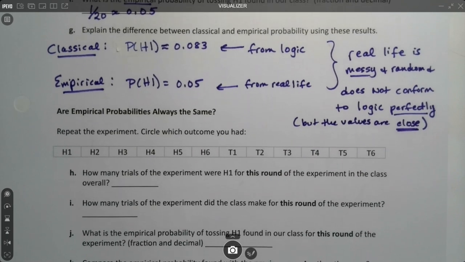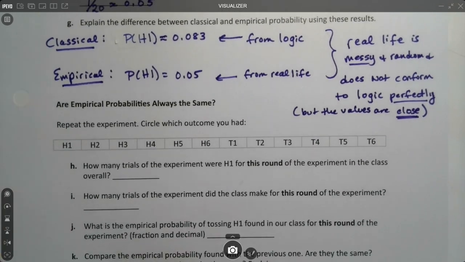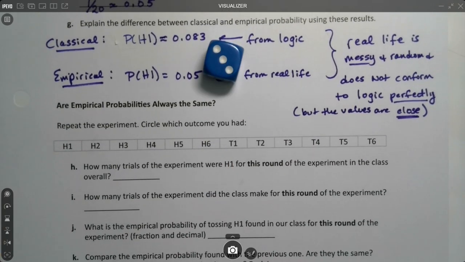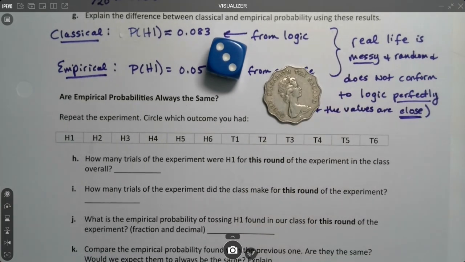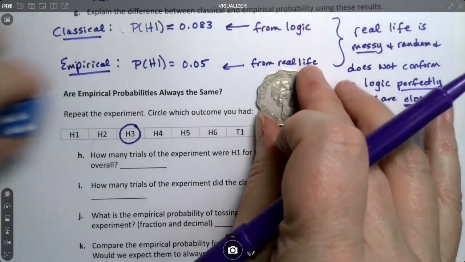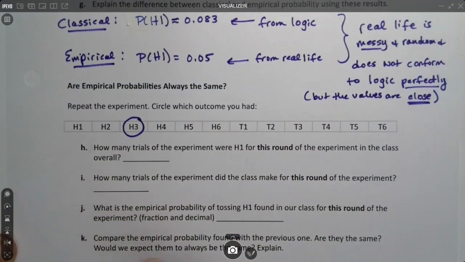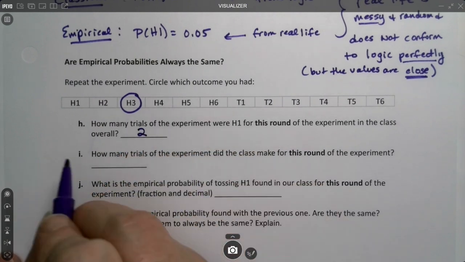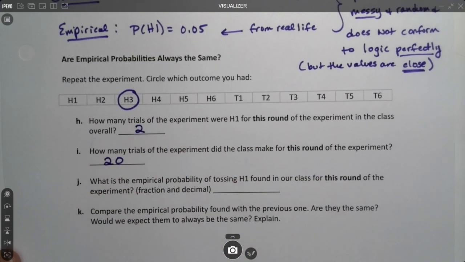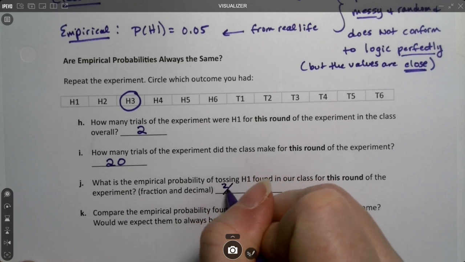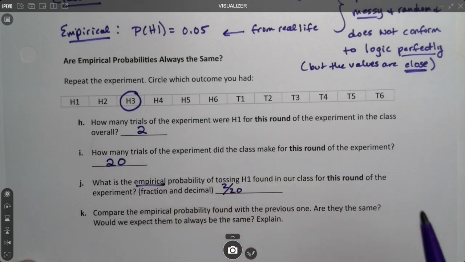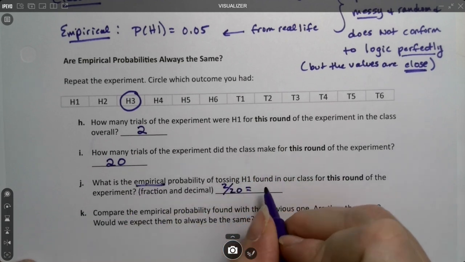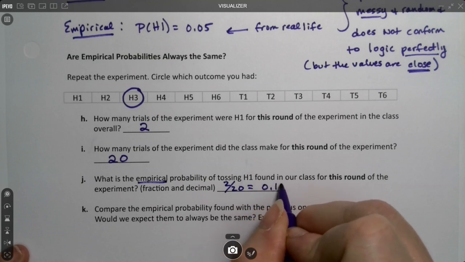All right, so let's do it again. So I tossed my coin and my die, and I got heads 3 that time. So I'm going to circle heads 3. I love this coin. It's so fascinating. I love the wavy edges on it. All right, so how many trials of the experiment were H1 this time? So this time I had 2 out of my class of 20. So that makes 2 out of 20. Again, it's an empirical probability here because it's from data. And that was 0.10.